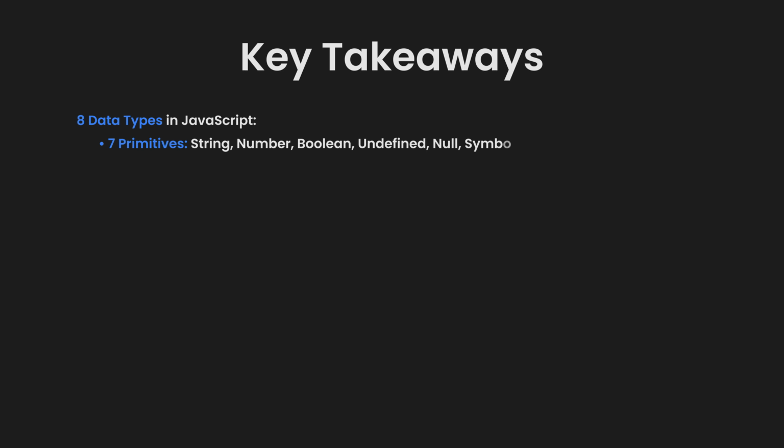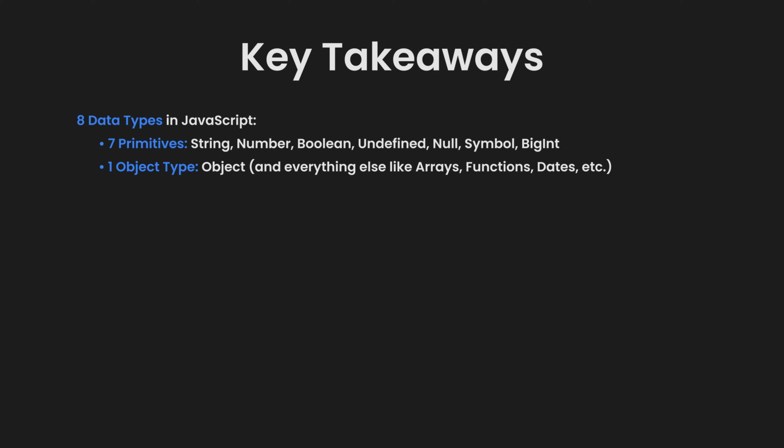We've covered a lot of ground today. To quickly recap and provide a useful reference, let's go over the key takeaways from our guide on JavaScript data types. First, JavaScript has 8 data types. 7 of these are primitives: string, number, Boolean, undefined, null, symbol, and BigInt. And there's one all-encompassing object type, which includes arrays, functions, and more.